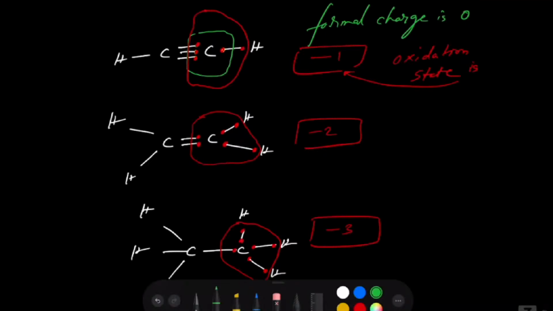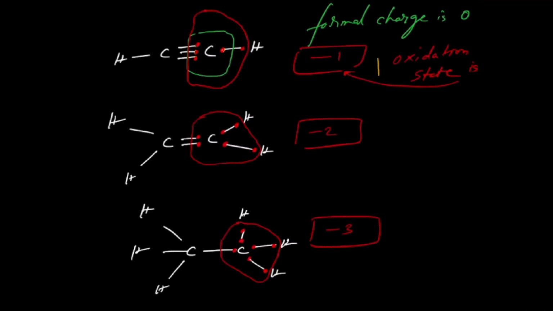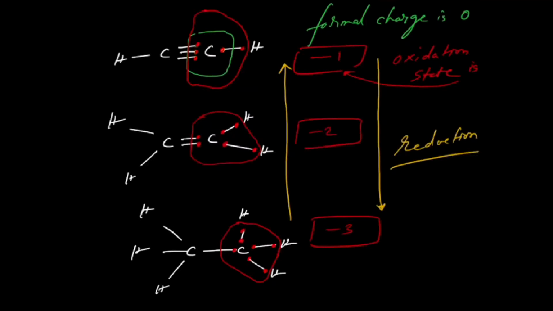What is happening here? Oxidation state is decreasing. So reduction in oxidation number is called reduction. And if you go from here to here, oxidation number is increasing. See, -1 is greater than -2 is greater than -3. So here oxidation number is increasing.